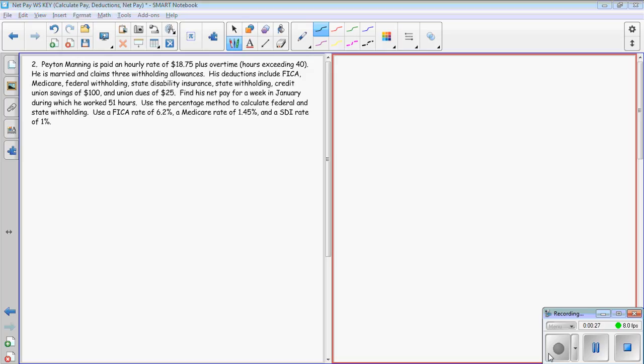Use the percentage method to calculate federal and state withholding, and use FICA rate of 6.2%, Medicare rate of 1.45%, and an SDI, also known as state disability insurance, rate of 1%.